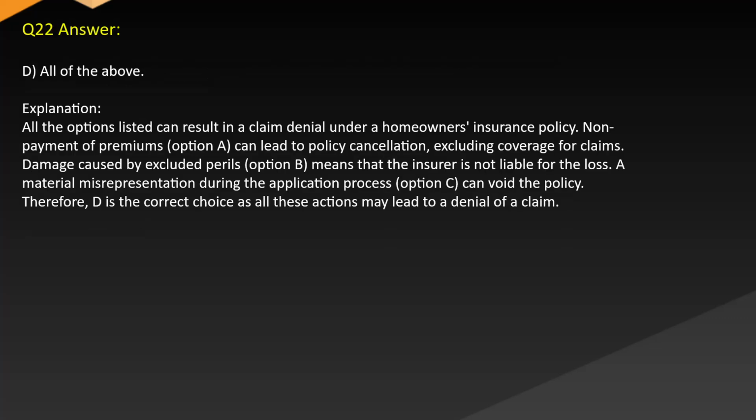Answer: D. All of the above. Explanation: all the options listed can result in a claim denial under a homeowner's insurance policy. Non-payment of premiums, option A, can lead to policy cancellation, excluding coverage for claims. Damage caused by excluded perils, option B, means that the insurer is not liable for the loss. A material misrepresentation during the application process, option C, can void the policy. Therefore, D is the correct choice, as all these actions may lead to a denial of a claim.